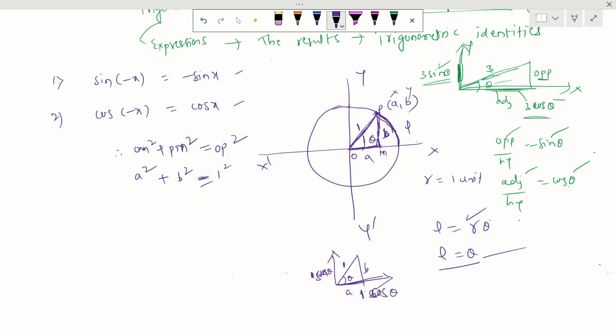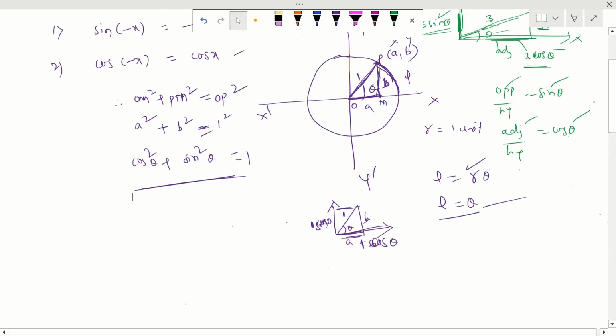So this side A is equal to 1 cos theta, which is cos theta. And B is equal to sin theta. Then cos square theta plus sin square theta is equal to 1. This is another formula we got from here.